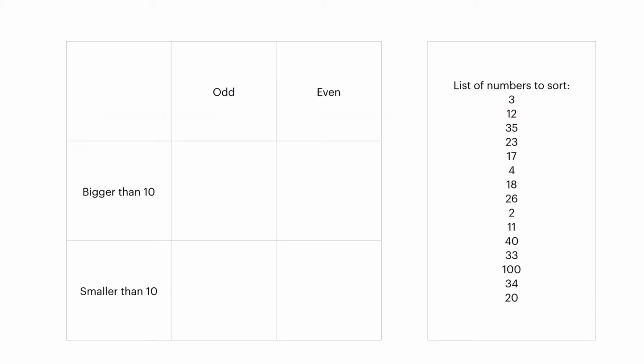Now it's time to sort our numbers into the different groups using the categories in the columns and the rows. So for example, if we start with number 3, it is an odd number and it is smaller than 10. So we would write it in the box where odd and smaller than 10 cross over. We do the same for all the numbers in the list, and then you can check on the next slide whether you've got your answers correct.